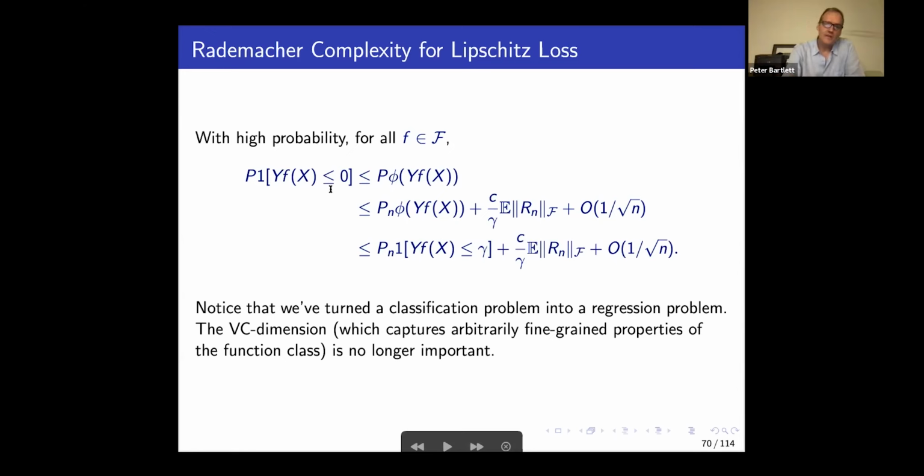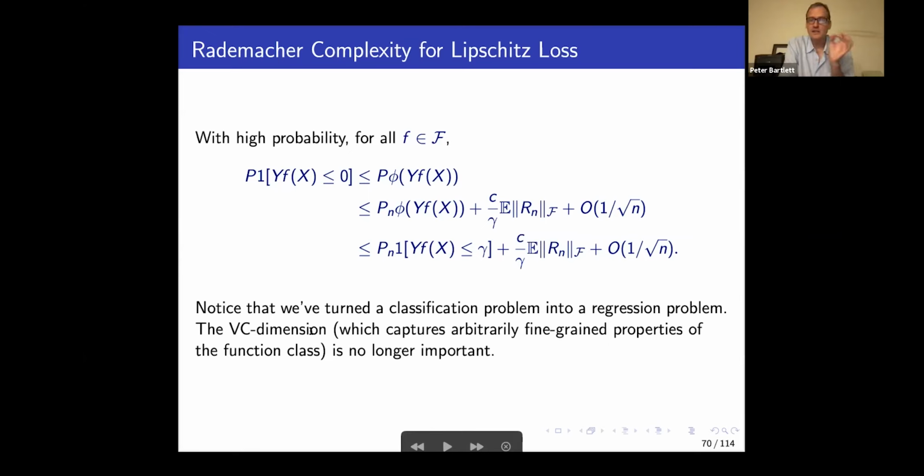Okay, so now we've got this upper bound that we want, and it's in terms of the Rademacher complexity of our real valued class, scaled by something that depends on the margin. One way to view this is that we've turned our classification problem into a regression problem, right? We're really working with these real valued functions. And the VC dimension was relevant if we were working with thresholded versions of our functions.